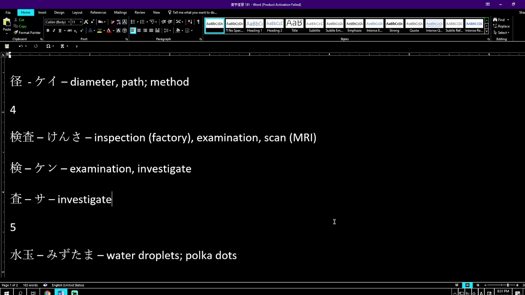Kensa is an inspection, an MRI scan, or an examination. Kensa is an examination.